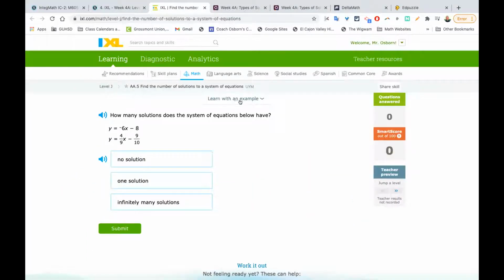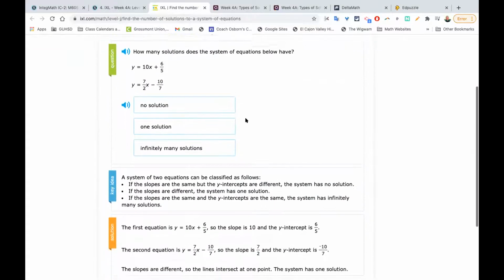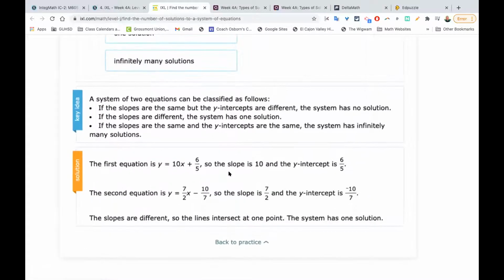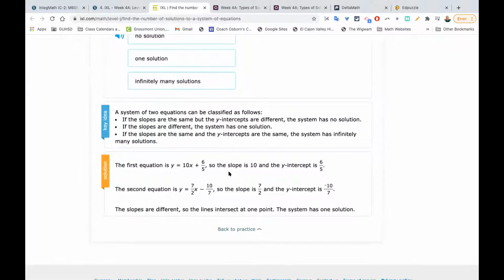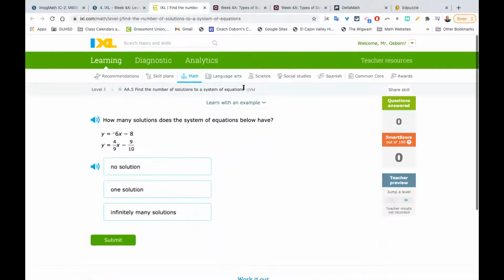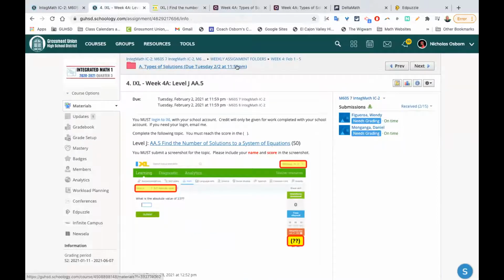Also, just so you know, if you see this up here in IXL, you can click Learn with an Example. It's kind of like Delta Math, where it shows you an example. It'll help explain how this works. So that's another option if you need some help. Just click on it again and it'll take you back to the problem. We'll go over how to answer those here in a second.